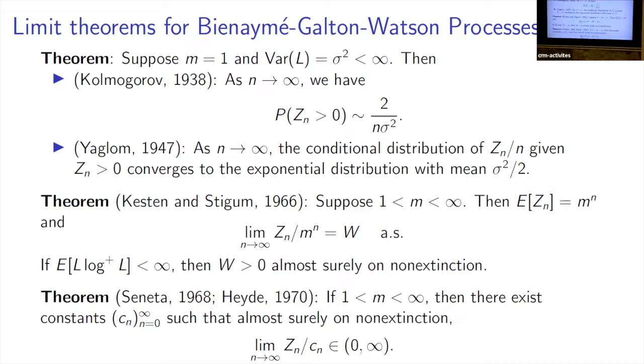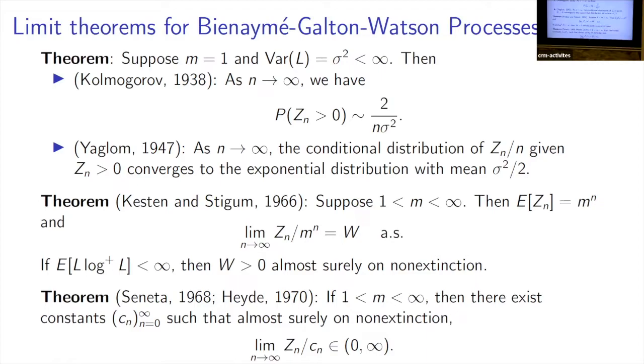One can also consider the supercritical case where m is bigger than 1. The expected size of the population in generation n is then m to the n. And if we take Zn over m to the n, that process gives us a martingale. It's a non-negative martingale, so the martingale convergence theorem tells us that it converges to a limit, which we will call W. And notice that unlike in the classical strong law of large numbers, this limit W has to be a random limit.